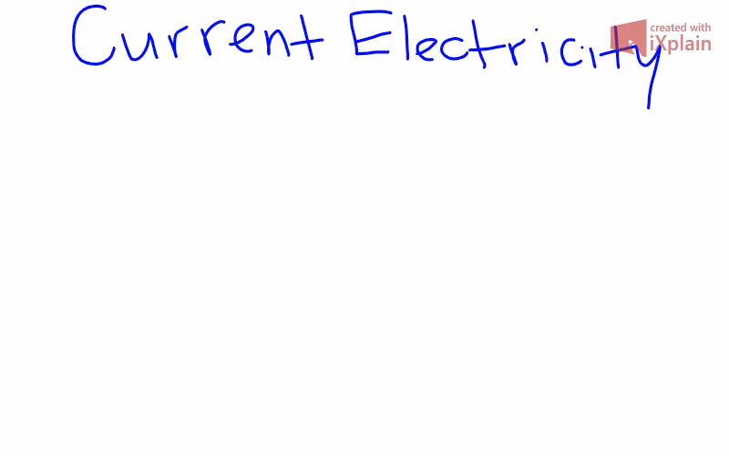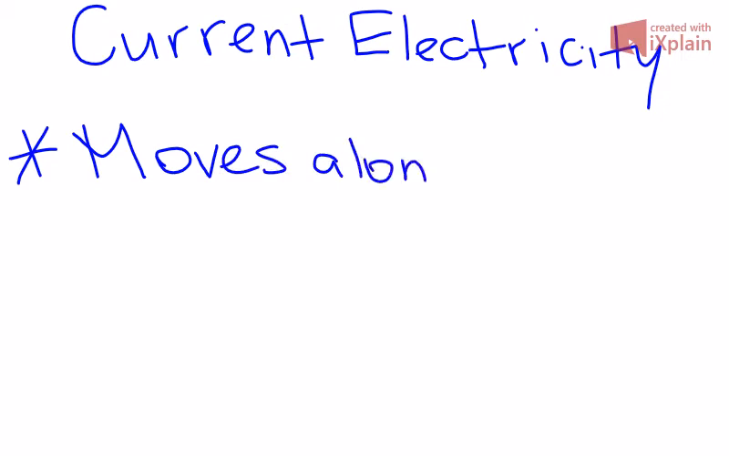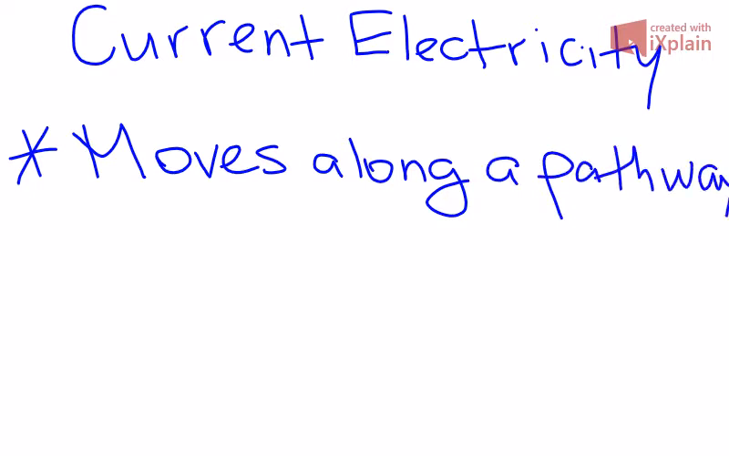So current electricity is actually electricity that moves along a pathway. This is different from static electricity, which is what we learned in class, because static electricity is electricity that builds up in one spot. Current electricity, though, is electricity that actually moves along a pathway.